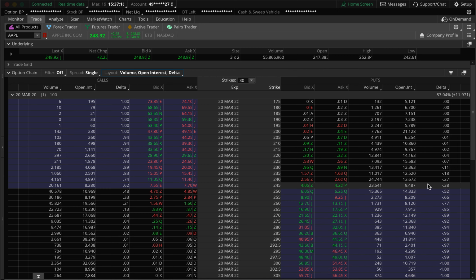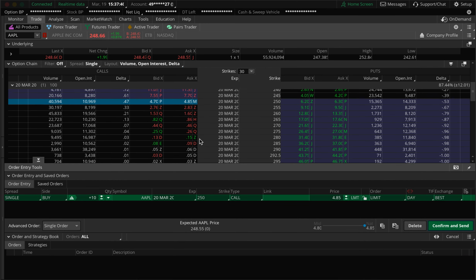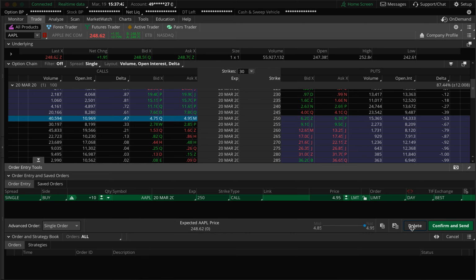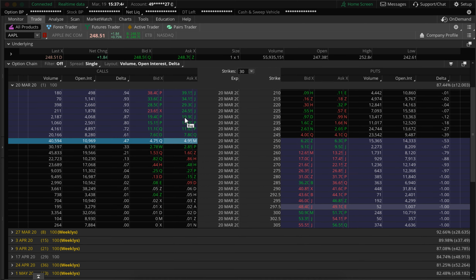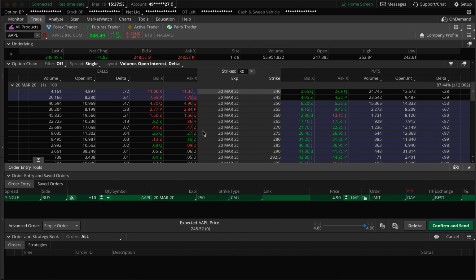So if we wanted to buy, let's say, the 250 strike calls, we can click the ask on the calls. When you're looking along an option, you click the ask. If we wanted to buy the puts, you click the ask. If you wanted to buy the calls, you click the ask. And that's going to bring up an order entry.